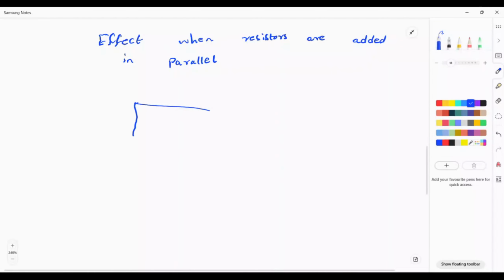We have a simple circuit. Let me just draw the resistors over there. And then the statement says we have added another resistor. So this one, the red one, it is added. So what actually happens when we add resistors in parallel? It decreases the total resistor value. That's the first thing that you need to know.